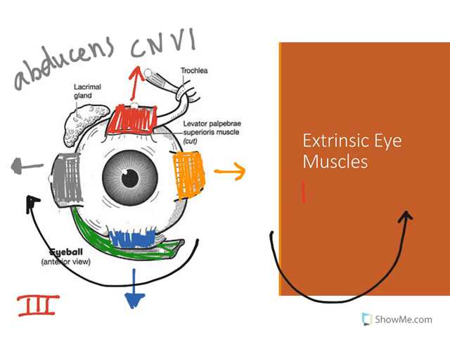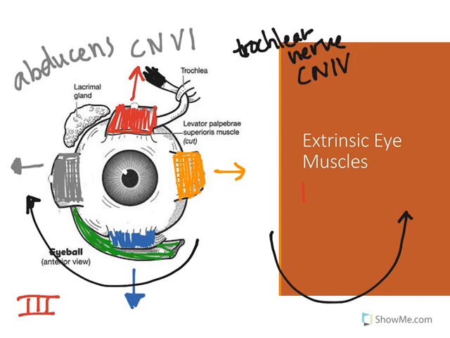Then we have, what color am I left with? We're going to do black. We have the superior oblique, which I'm going to do right here. There's the superior oblique muscle. That is innervated by the trochlear nerve, which is cranial nerve number 4.